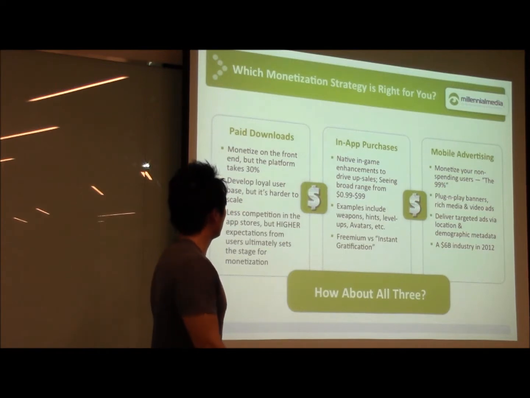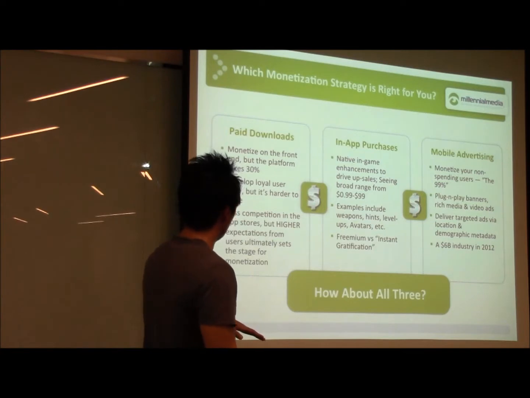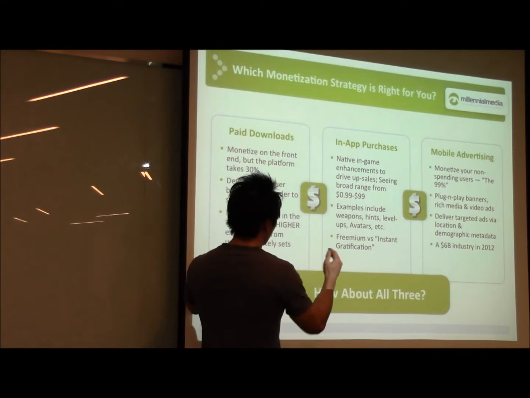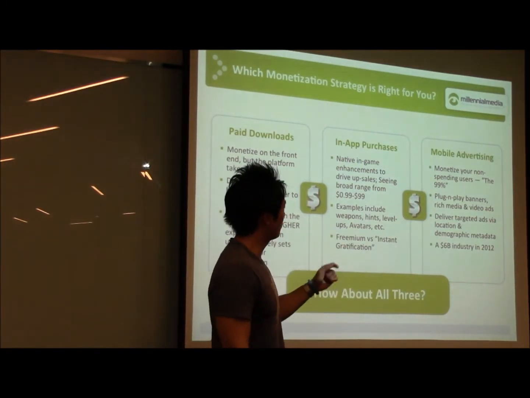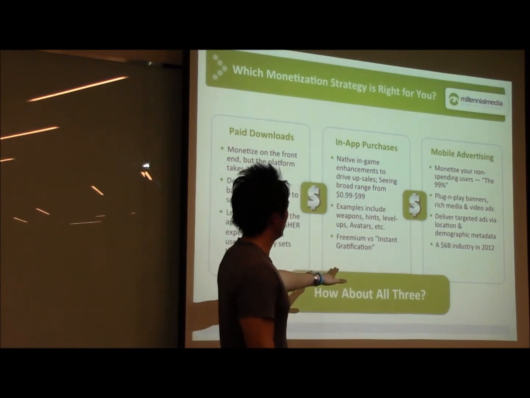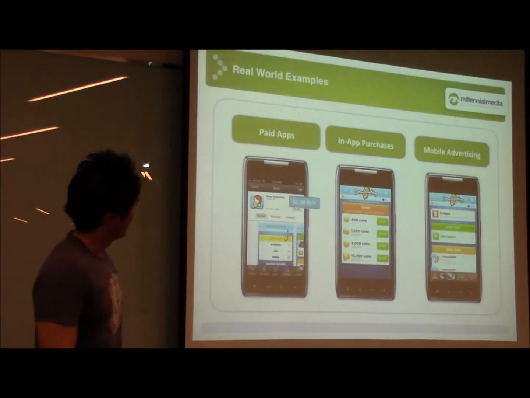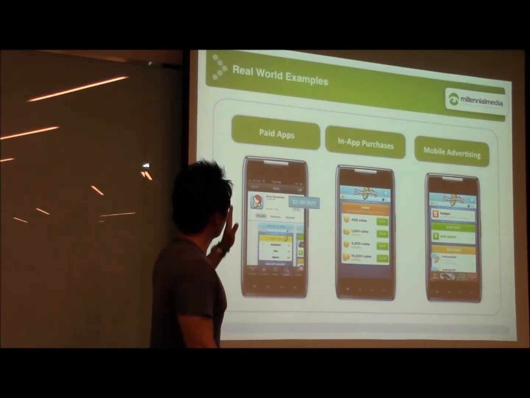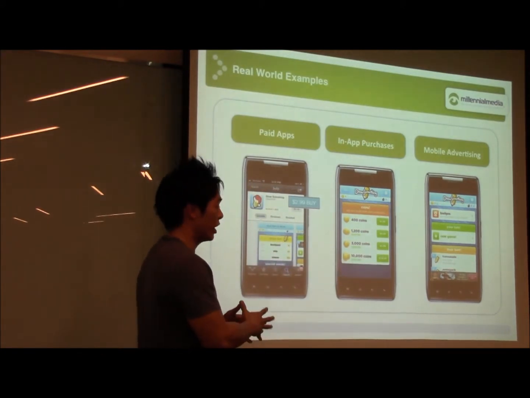And what they do is that they would employ a combination of the 3. So they would have, say, a paid app combined with in-app purchase, or they would have a free version that is supported by mobile advertising, but also includes in-app purchase. A good example is Draw Something. Obviously, they're not the only example, but I think they do a very good job of leveraging each different method, and they are using all 3 together.